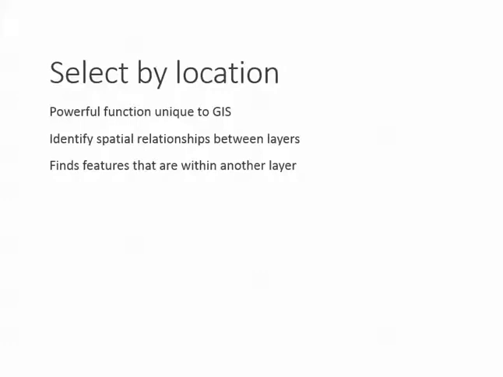The other tool that we have under our belt is feature location extraction. This is a very powerful function of GIS that allows us to identify spatial relationships between layers and find features that are within another layer or within a distance of another layer.